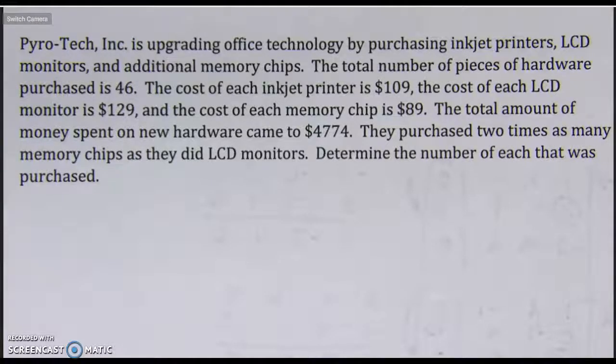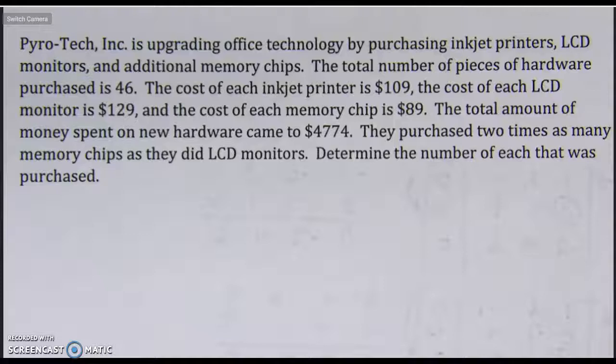All right, our last example for this lesson. Pyrotech Incorporated is upgrading office technology by purchasing inkjet printers, LCD monitors, and additional memory chips. So it looks like they're purchasing 3 things. There's our hint that we're going to have 3 different variables. We also know that the total number of pieces of hardware purchased is 46.